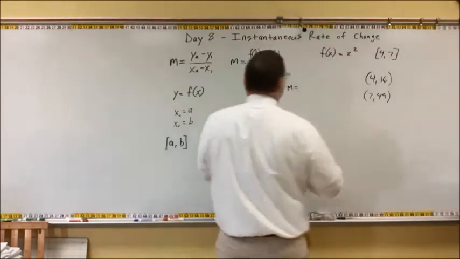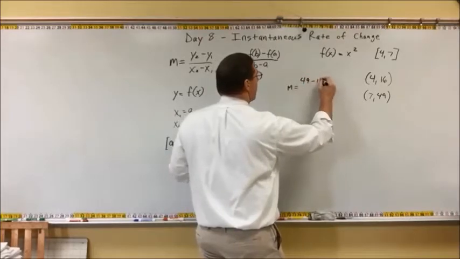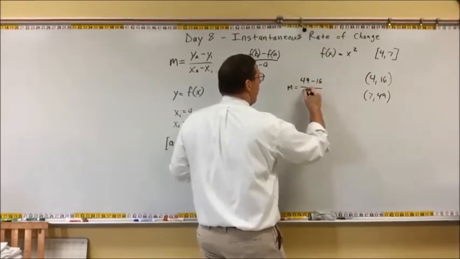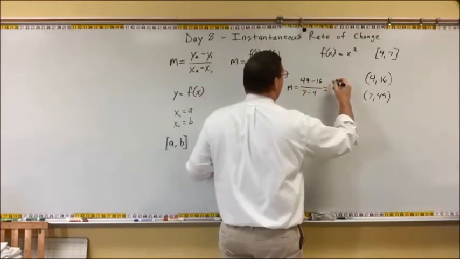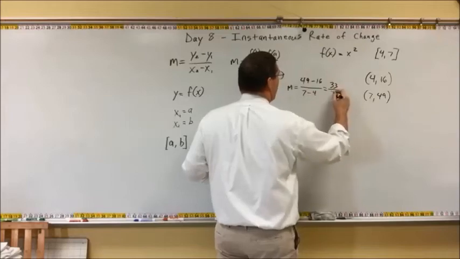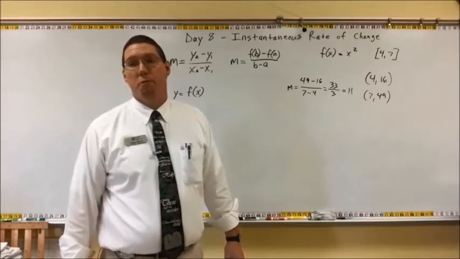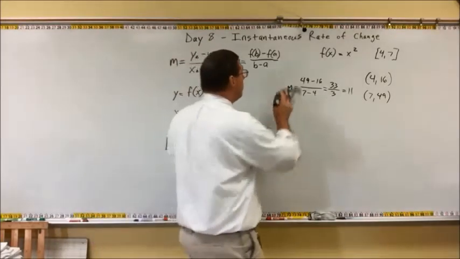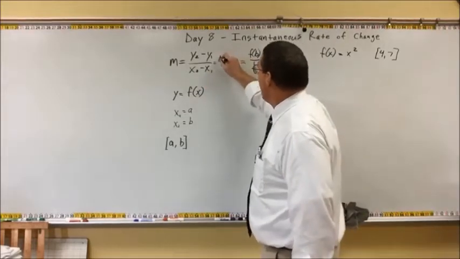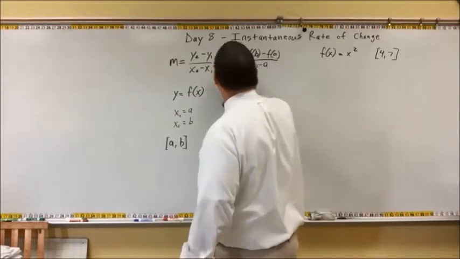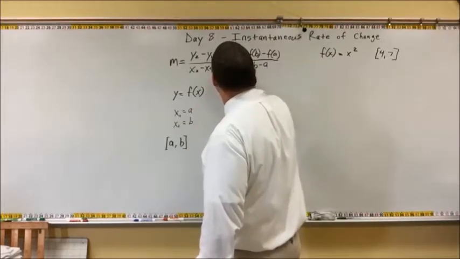If we wanted the average rate of change, we would put in 49 minus 16 over 7 minus 4, which would be 33 over 3. So the slope would be 11, right? The average rate of change between these 2 points would be 11, okay? Sometimes we refer to this y2 minus y1 over x2 minus x1 as delta y over delta x, right? Change in y over change in x. Delta y over delta x, good.